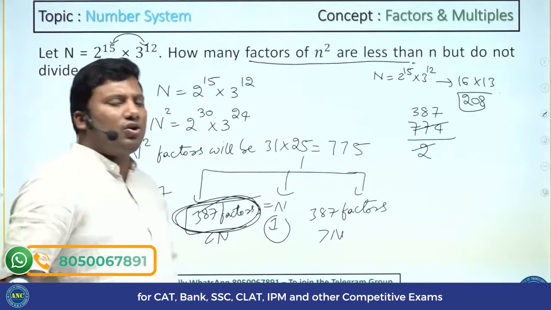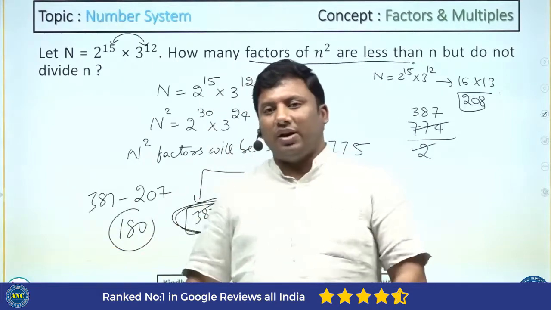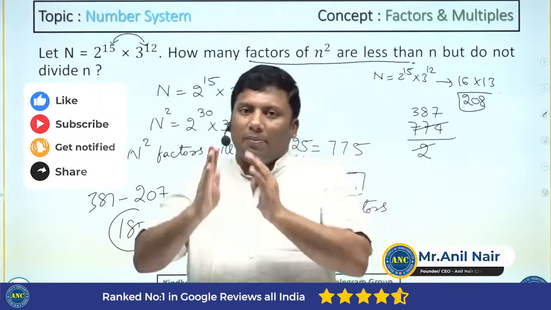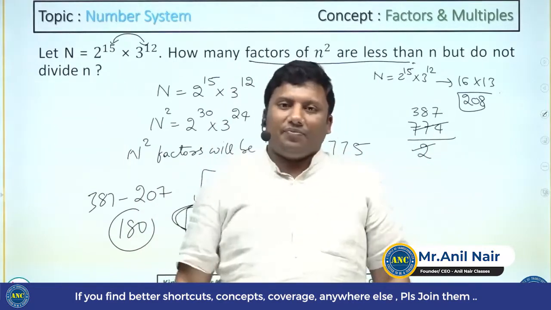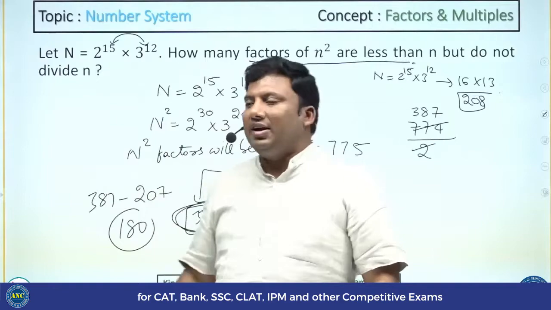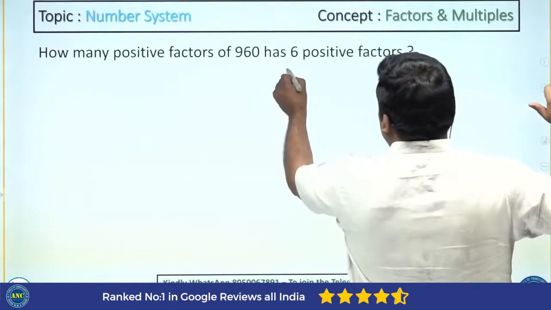Just by looking at a question itself, you will get this answer. N square is a perfect square. A perfect square has an odd number of factors. One will be equivalent to n. Less than n, k factors. Greater than n, k factors.